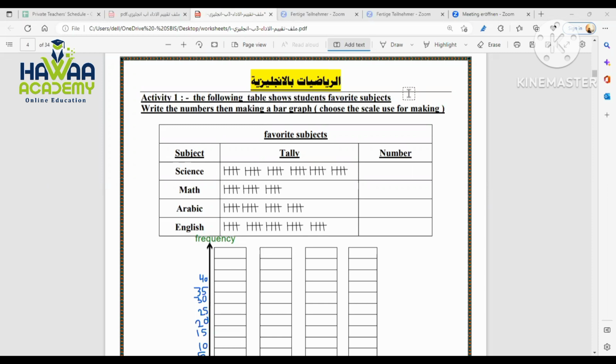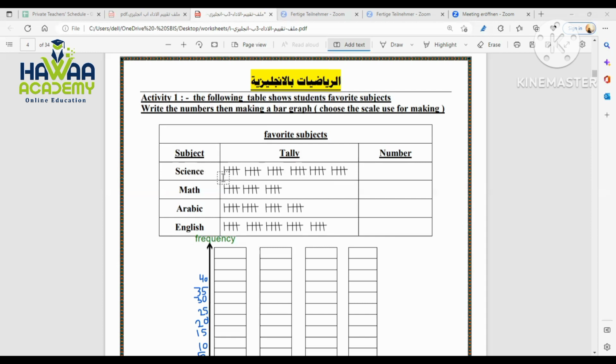So let's start. Activity 1 that we have here. The following table shows students' favorite subjects. Write the number, then make a bar graph. We have to choose the scale, then we can start. So here we have the tally marks or the frequency table, and we want to count how many tallies to find the frequency.